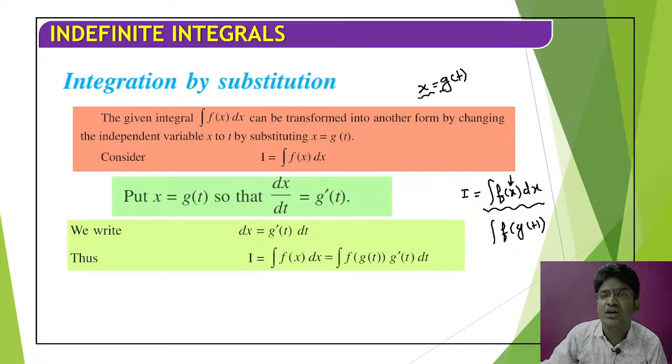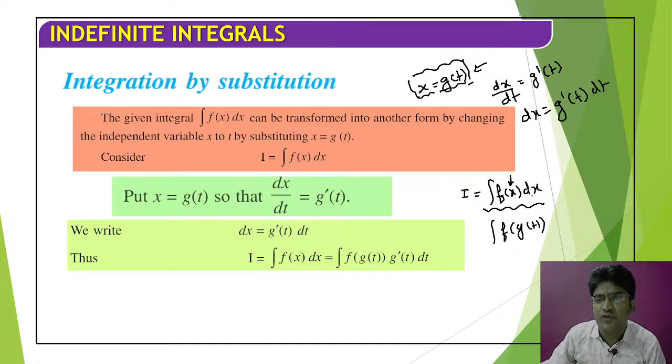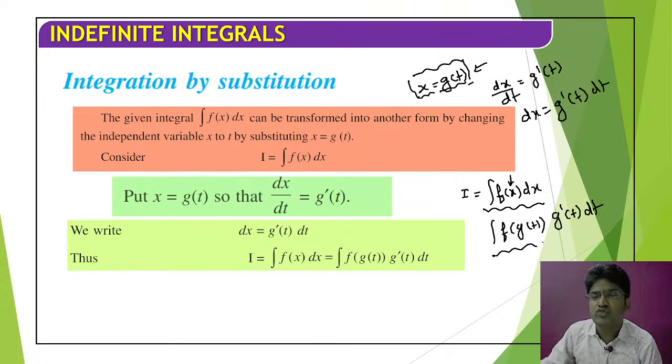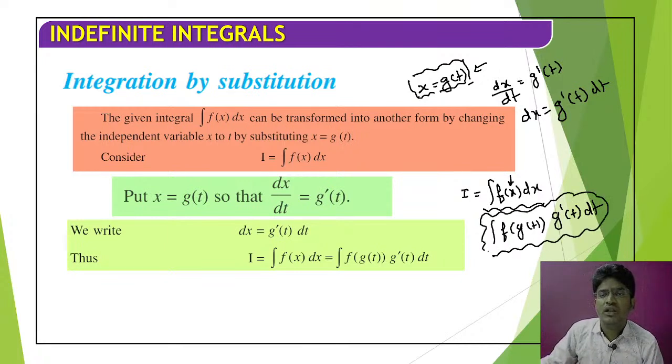You just differentiate this particular function. If I differentiate x with respect to t, it will become dx by dt, and this will become g dash of t. So dx will be equal to g dash of t into dt. Therefore, in the place of dx you have to write g dash of t into dt. Now you have to solve this: integration of f of g of t multiplied with g dash of t into dt.